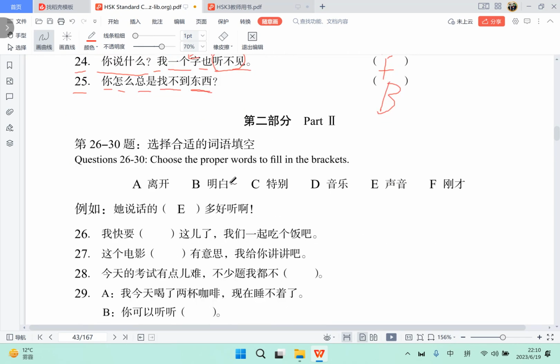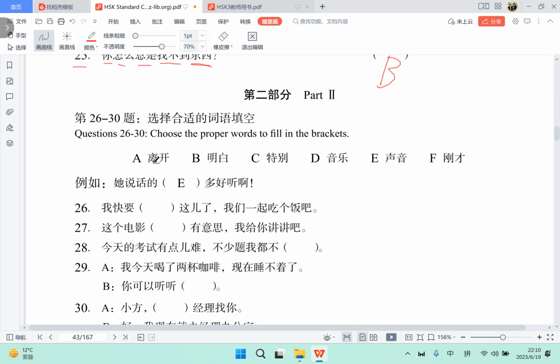25. Okay, second part, we check the words first. A, 离开, so leave, to leave. And B, 明白, so understand or clear. And C, 特别, specially, special. And D, 音乐, music. And E, 声音, sound. And F, so this is 'just now', right? This is a noun, normally at the beginning of the sentence, before the subject or after the subject.